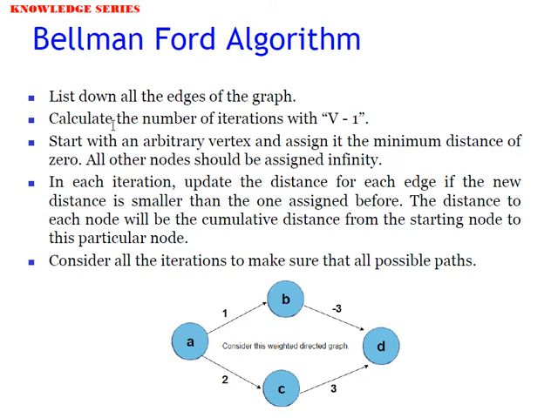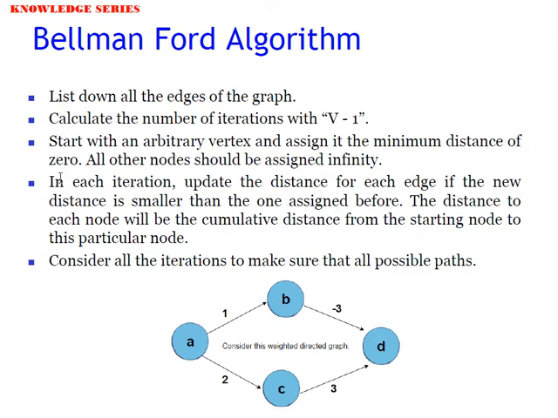Next is to calculate the number of iterations, that is V minus 1. That means the number of iterations will be the number of vertices minus one. If you have 4 vertices, then 4 minus 1 is 3 iterations, because the shortest distance edges can be adjusted at most V minus 1 times. That is what we are able to do.